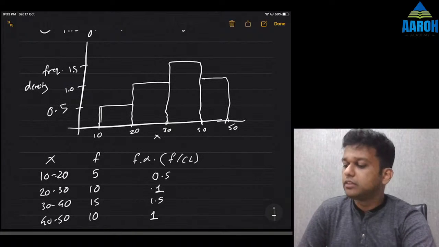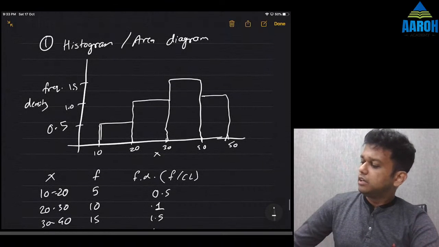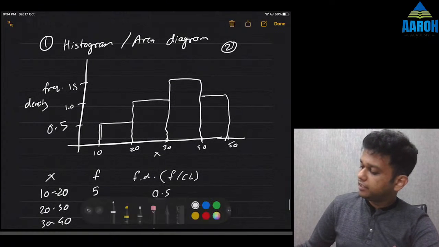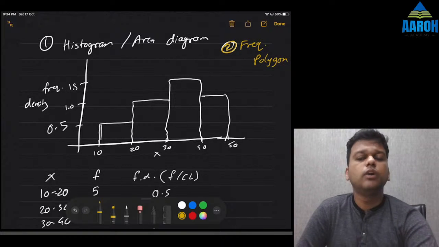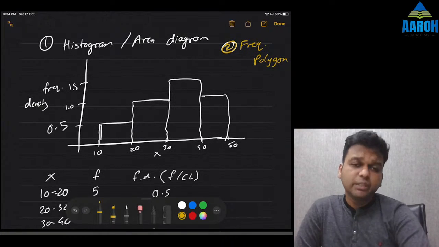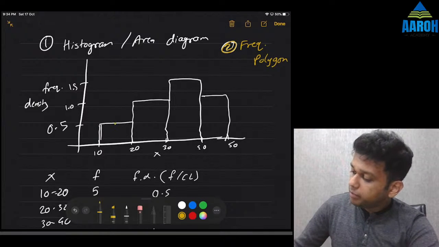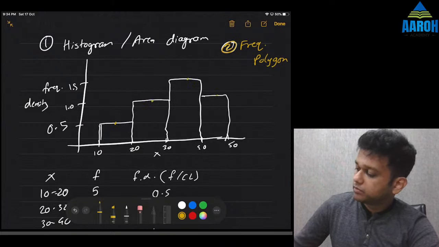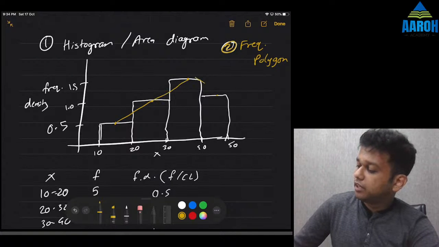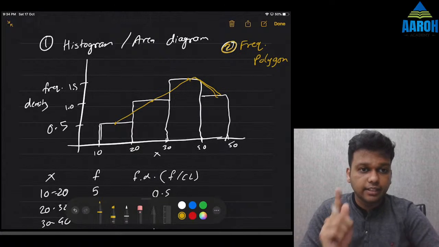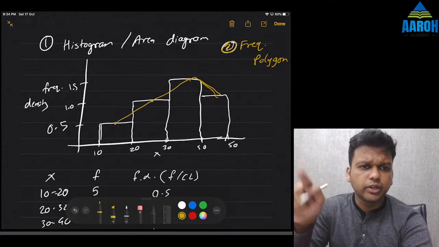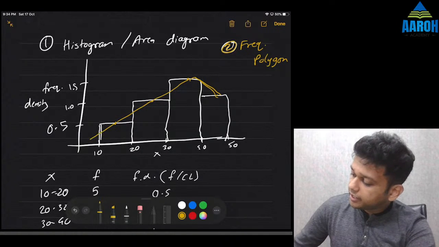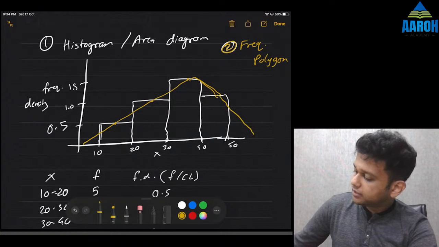Next diagram that we can use is a frequency polygon. Now I'm writing it here only, but understand it is a different diagram. What is a frequency polygon? A frequency polygon can be obtained by joining midpoints of a histogram when class lengths are same. Understand, this is important. When class lengths are same, 10 to 20, 20 to 30, 10, 10, 10, 10, we can obtain a frequency polygon by joining midpoints of the histogram and then joining it here on the x-axis.